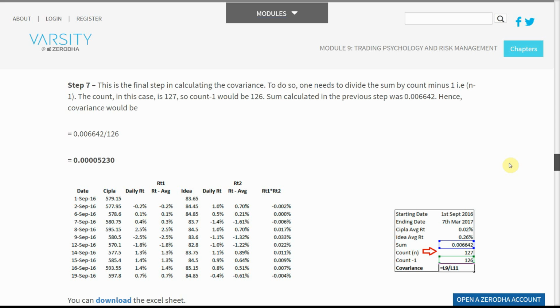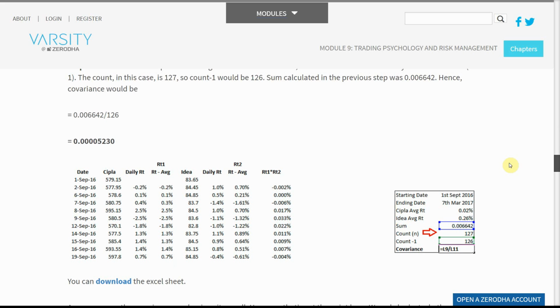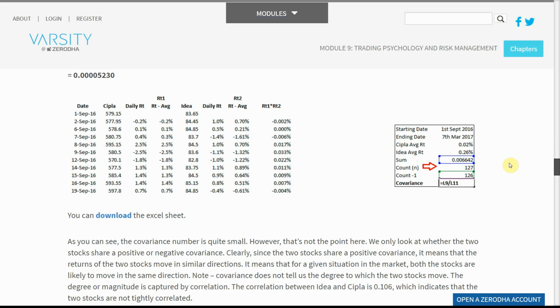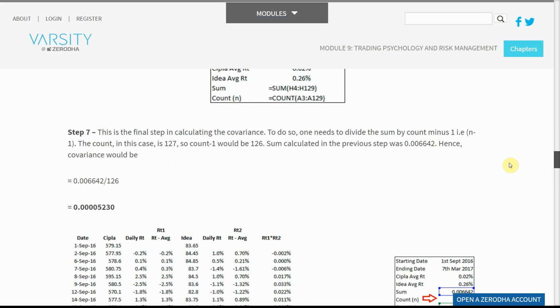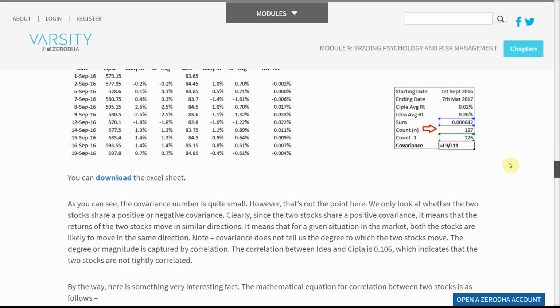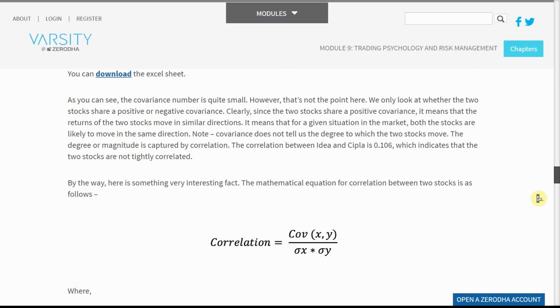As you can see, the covariance number is quite small. However, that's not the point here. We only look at whether the two stocks share a positive or negative covariance. Clearly, since the two stocks share a positive covariance, it means that the returns of the two stocks move in similar directions. It means that for a given situation in the market, both the stocks are likely to move in the same direction. Note: covariance does not tell us the degree to which the two stocks move.